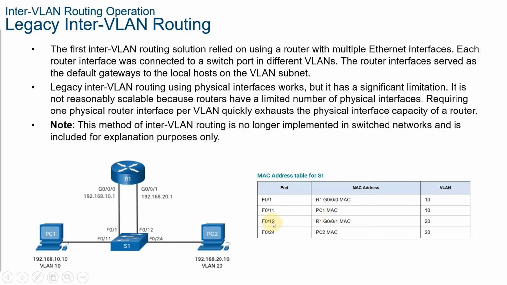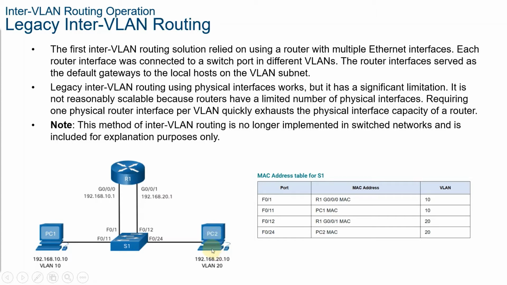Fa0/12 is assigned to VLAN 20 and is connected to the R1 G0/0/1 interface. And the last one would be Fa0/24, which is connected to PC2 and is a member of VLAN 20. Now when PC1 sends a packet to PC2, for instance, we will be sending data from PC1 going to PC2 here.